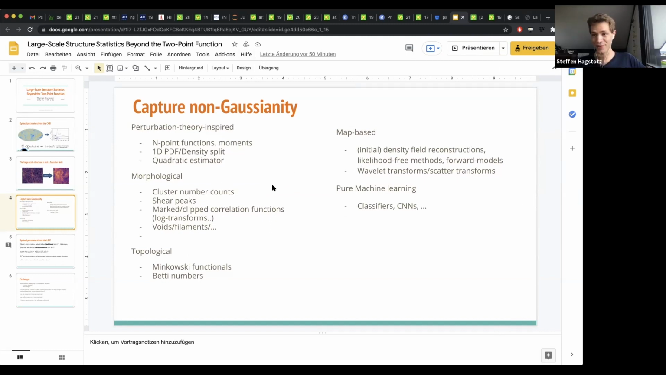Yeah, I think it would be super interesting to compare some of these methods, and then you somehow have to think about how to compare them on equal footing, because that's not straightforward. But for a given mock survey, something to think about. Exactly, it probably depends on the survey which one you can do and which one would work. For example, if your survey doesn't have shapes, you can't do shear peaks.